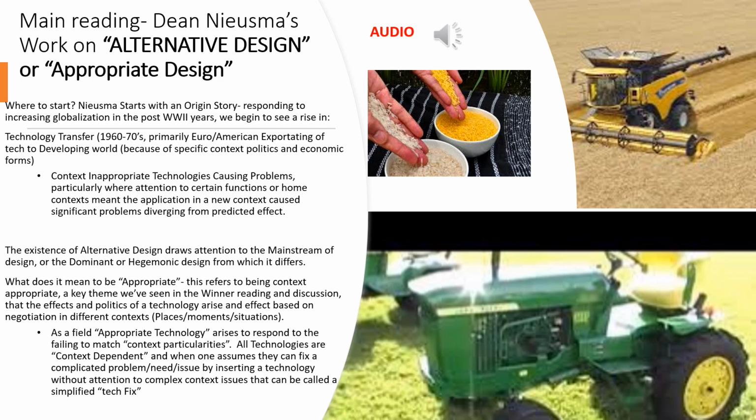Now, Dean Newsma talks about the distinction between alternative and appropriate design, and he uses this historical moment in the 1960s when technology transfer fails. Technology transfer is the attempt to solve problems or provide benefits or perform a function with a technology in one context, one place, that had been developed and made or used in another place.